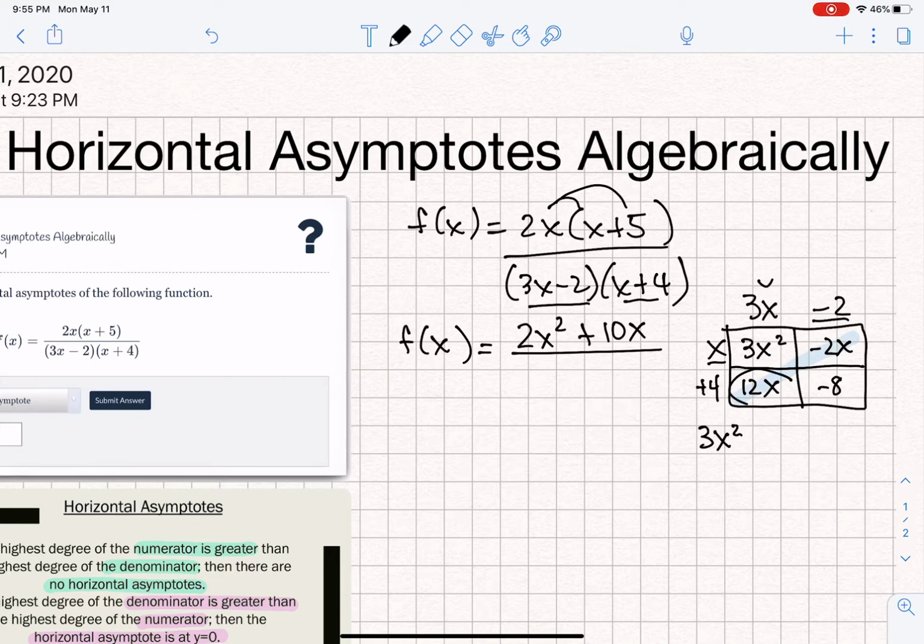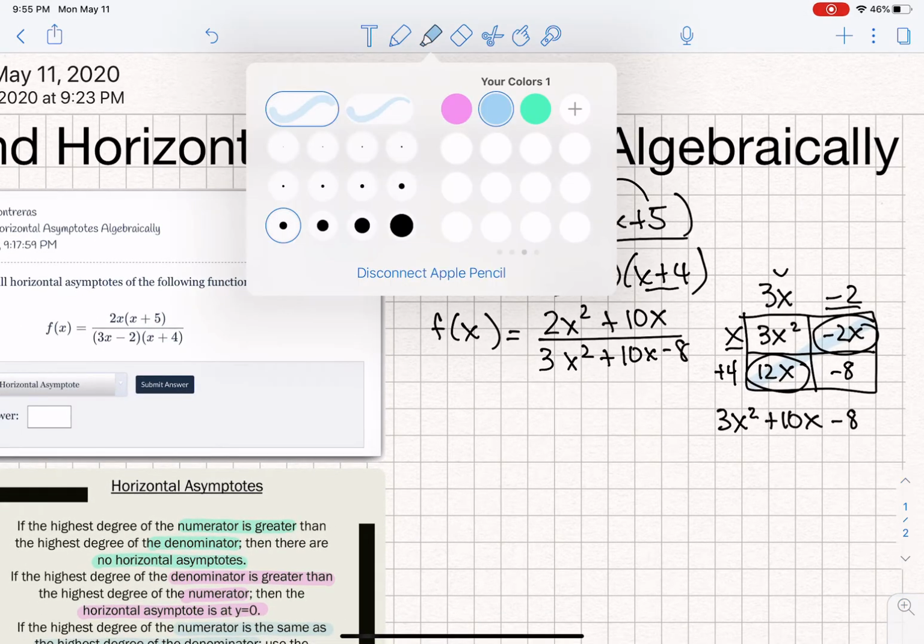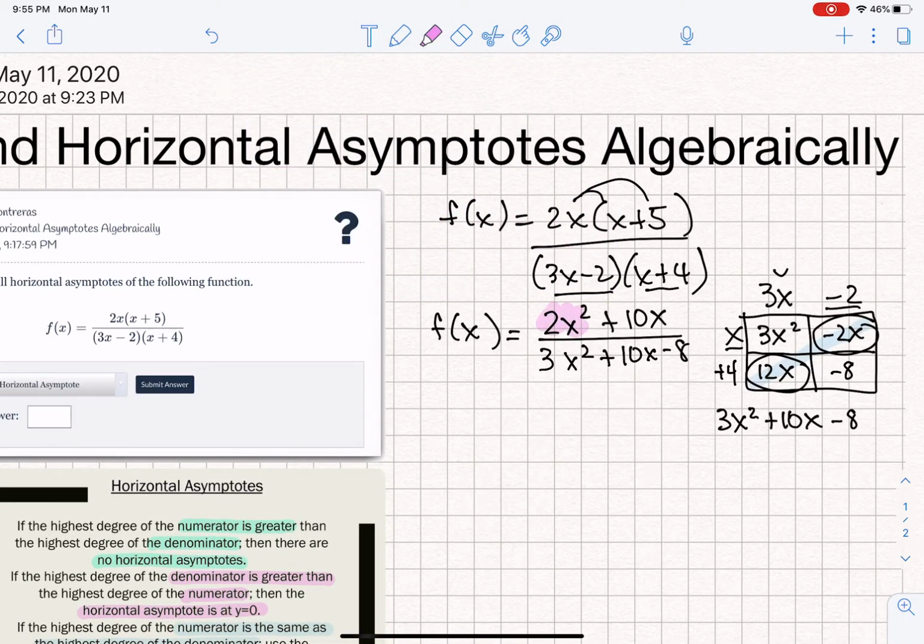I combine, well, what is 12x take away 2x? Well, that's a positive 10x. And then my constant. All right, cool. So now I look at the highest degree. Well, the highest degree in the numerator is this one, and the highest degree is this one. All right, so then we write this, our horizontal asymptote.